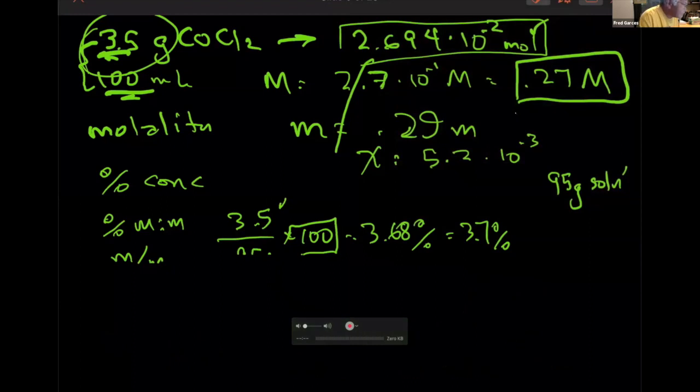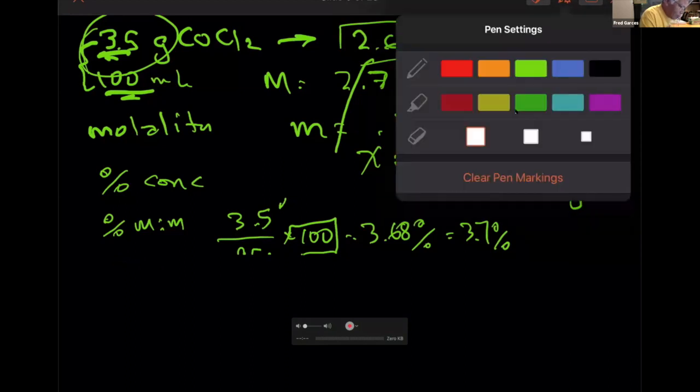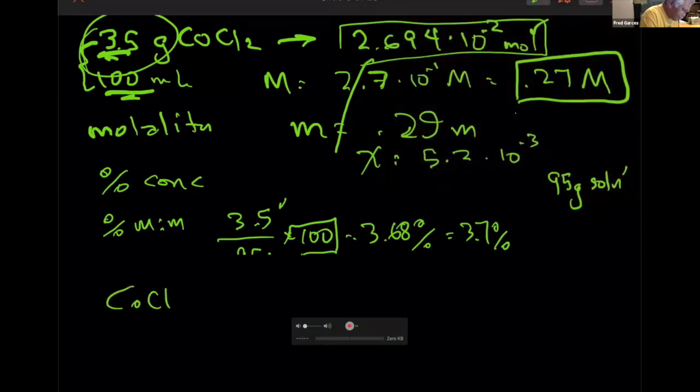The normality is the last one. And for normality, you have to look at the formula. So what we have is cobalt chloride. You guys know that chlorine is -1, and you know chlorine is -1 because it's a halogen. A halogen needs one more electron to get an octet, so its most stable charge is -1. The fact that you have two chlorines means that cobalt is +2. So the conversion factor is for every 1 mole of cobalt chloride, you have 2 equivalents.